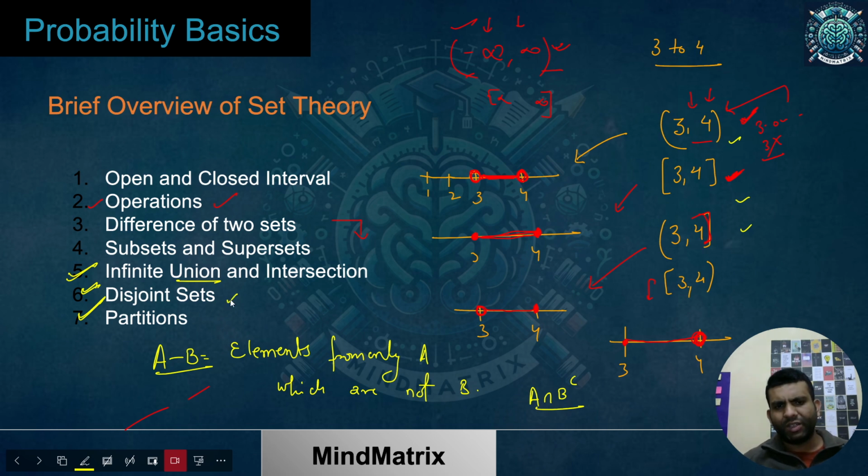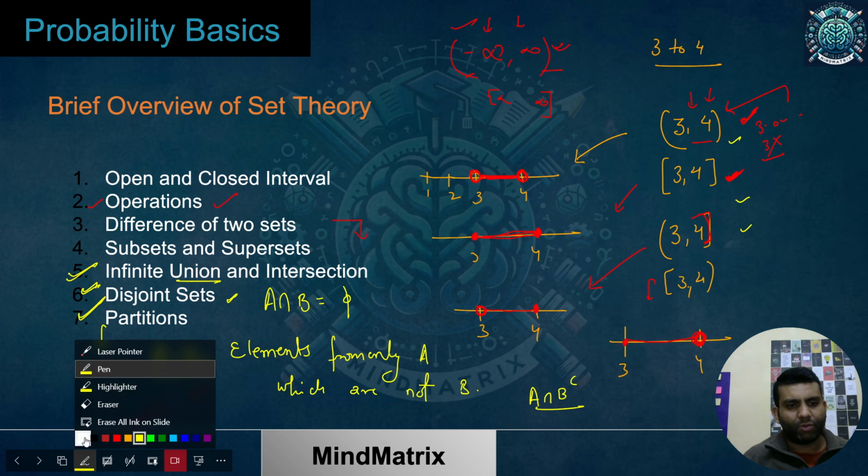Now if I talk about the disjoint set, that simply means that their intersection is phi, that is the empty set, there is nothing common between them. And if I talk about the partition, this is really important. So where should I write? Okay, let me just write it over here only.